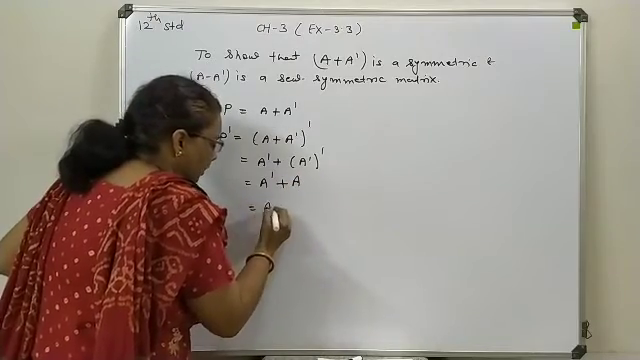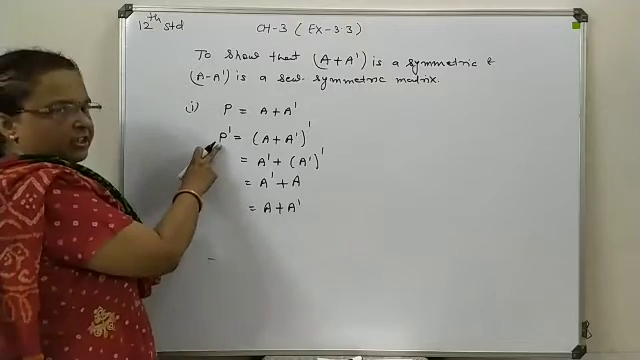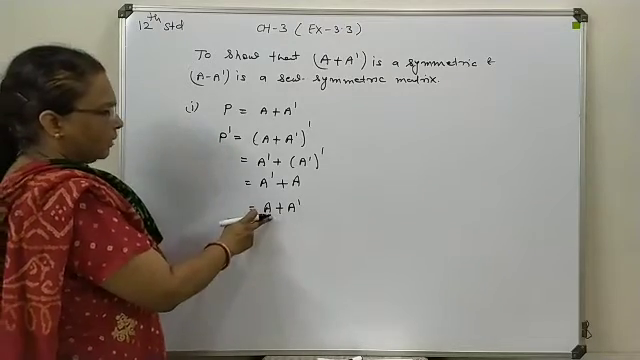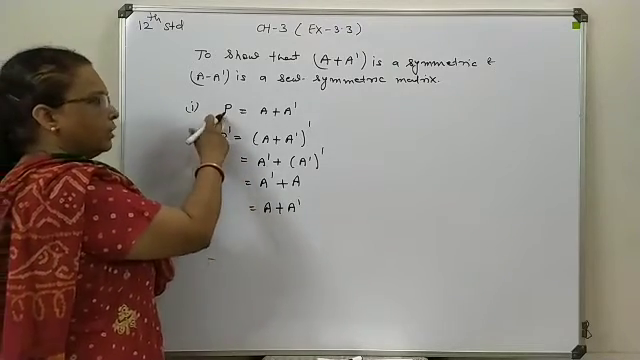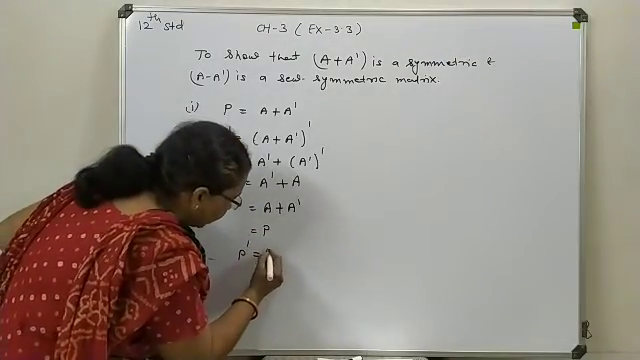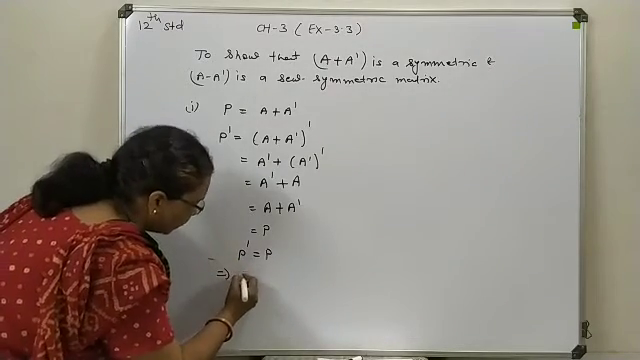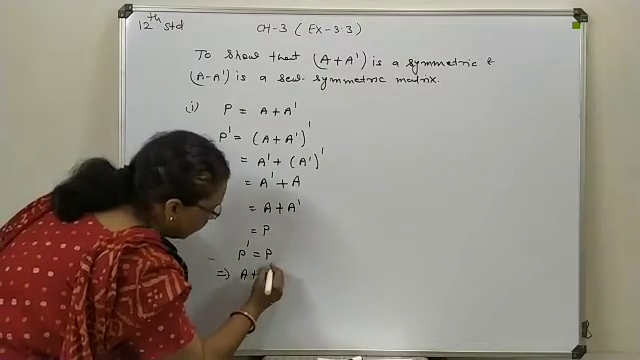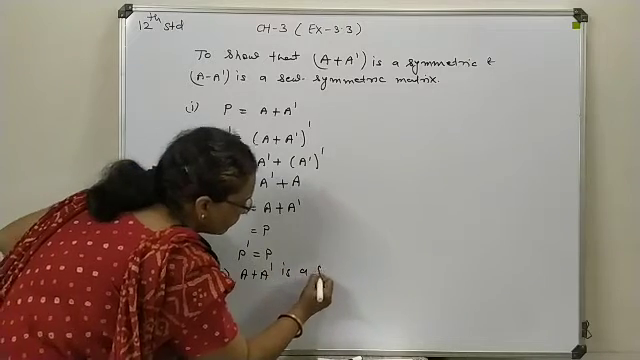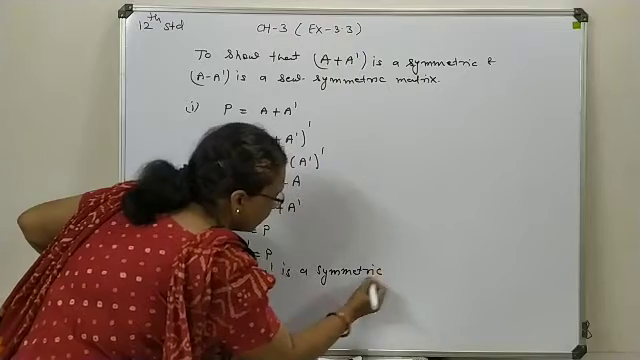So now you can see that P dash, meaning P transpose, comes out as the original P. This is the basic property of a symmetric matrix. So we can say that A plus A dash is a symmetric matrix.